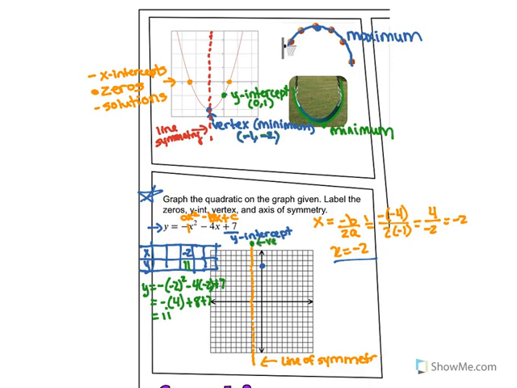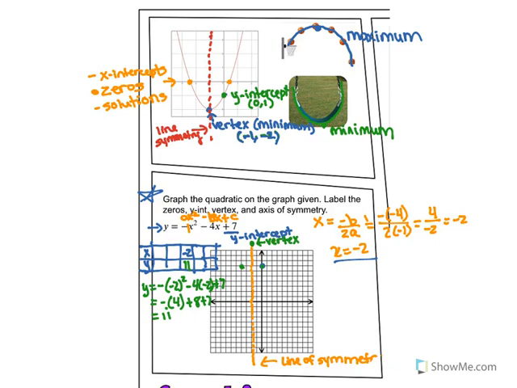So that's my vertex. Now remember that your graph is going to be identical on both sides of the line of symmetry. So here my y-intercept is right here. So I know that there has to be another point an equal distance on the other side from my line of symmetry.